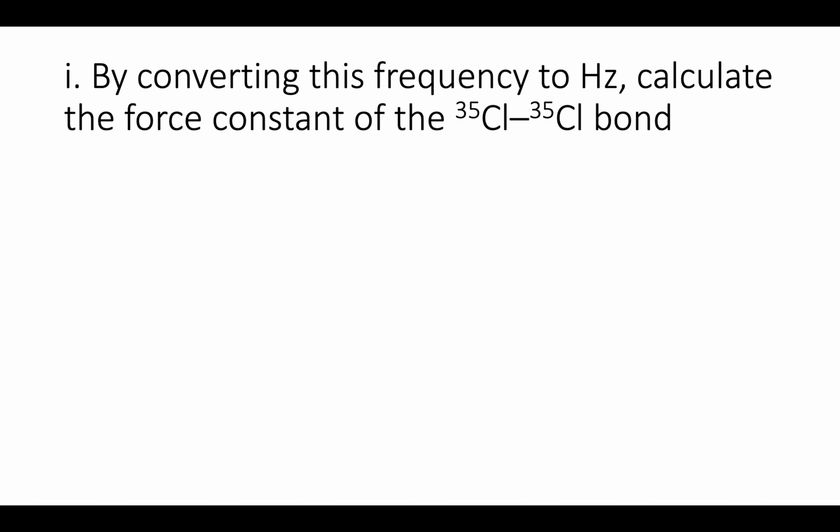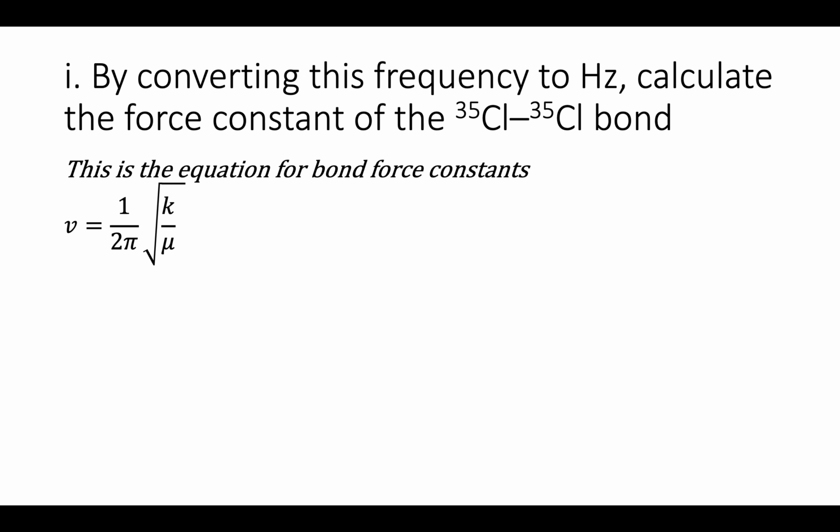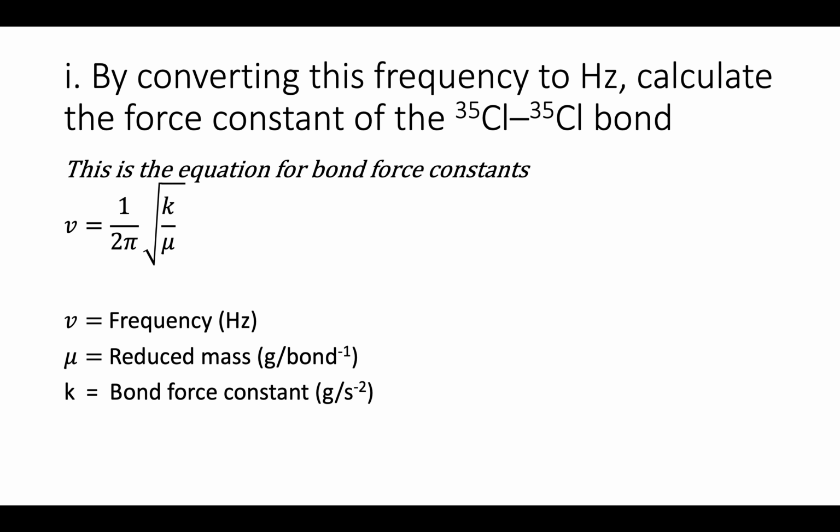Part 1 of this question is by converting this frequency to Hertz, calculate the force constant of the 35Cl bonded to 35Cl bond. This is the equation for bond force constants. So v equals 1 over 2 pi multiplied by the square root of k over mu. v is the frequency in Hertz. Mu is the reduced mass in grams per bond to the minus 1. K is the bond force constant in grams per second to the minus 2.